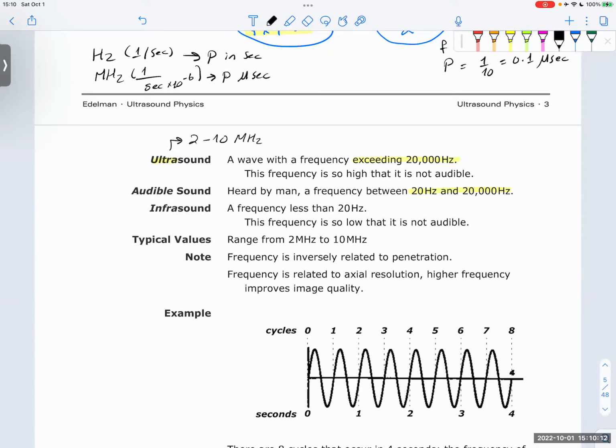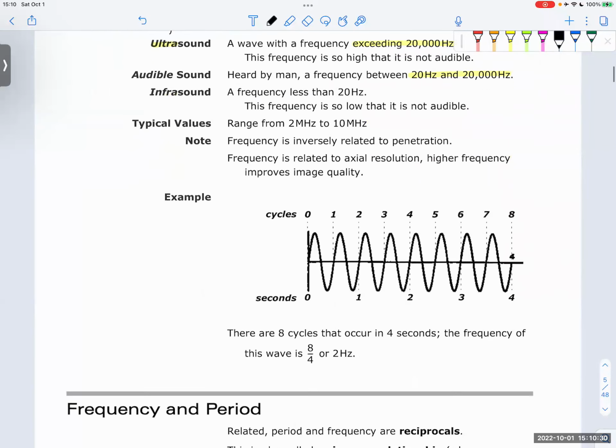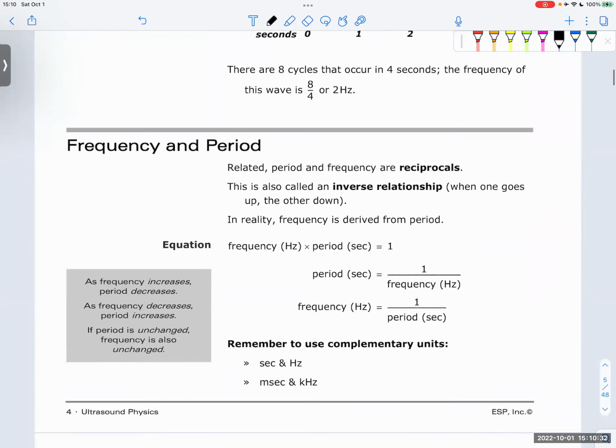Okay, so 2 to 10 million hertz, much higher than the ultrasound that is, by definition, above 20,000 hertz. So usually we use 2 to 10 million hertz. That's the ultrasound we use in cardiology. Now, we finished the frequency and period.